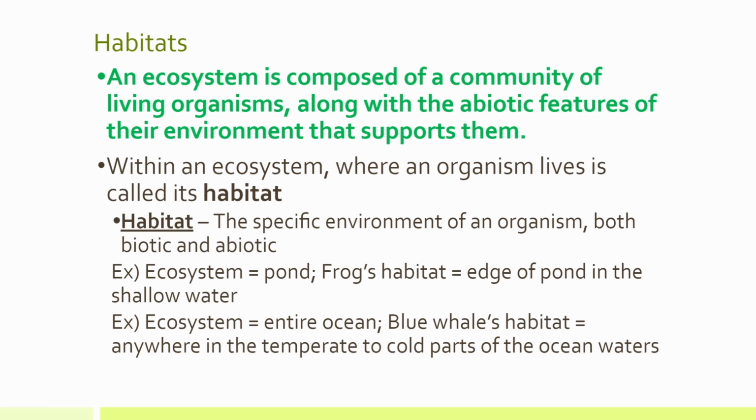An ecosystem might be something like a pond, whereas a frog's habitat is the edge of the pond in the shallow water. So an ecosystem could be an entire ocean, but a blue whale that lives in the ocean, its habitat is anywhere in a temperate to cold part of the ocean waters. So ecosystems are a little bit broader than a habitat.